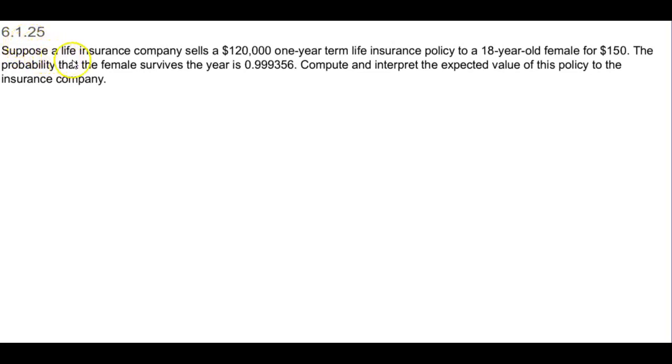6.1.25. Suppose a life insurance company sells a $120,000 one-year term life insurance policy to an 18-year-old female for $150. The probability that the female survives the year is 0.999356. We want to be able to compute and interpret the expected value of this policy to the insurance company.